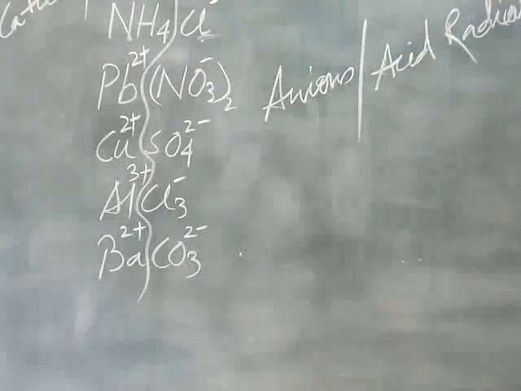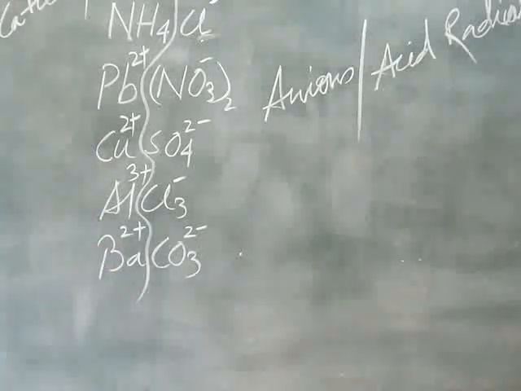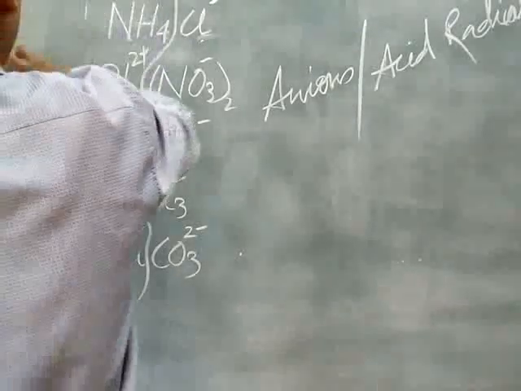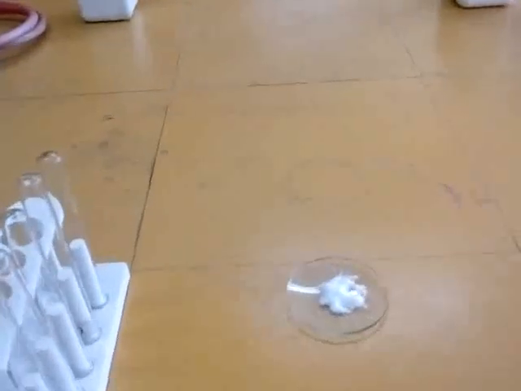In salt analysis we have to find out the radicals present in an unknown salt. So now we are going to start our practical. This is an unknown salt and we don't know the name of the salt. We need to find out the radicals present in it. So in physical observations, the first point is color. What is the color of the salt? It is white. White means colorless.